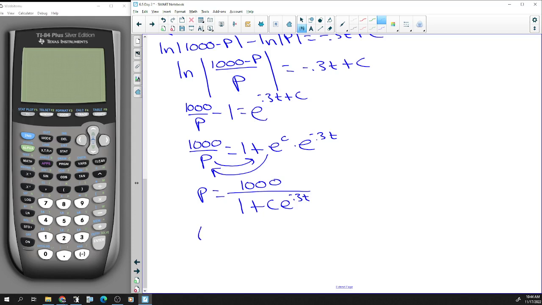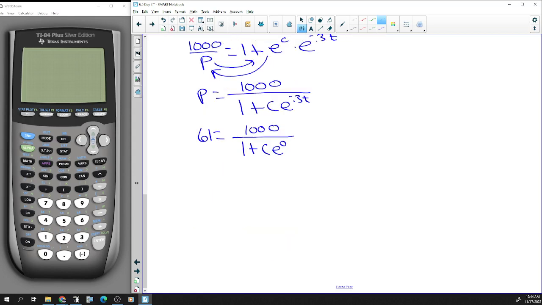We're going to plug in 61 in here. We're going to plug e to the 0 here, and that'll just be 1. So if we multiply by 1 plus c and divide by 61, c ends up being 1,000 divided by 61 minus 1. So c ends up being, well, it's 15.393.